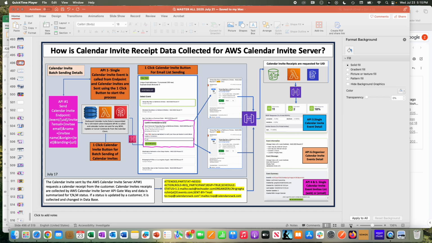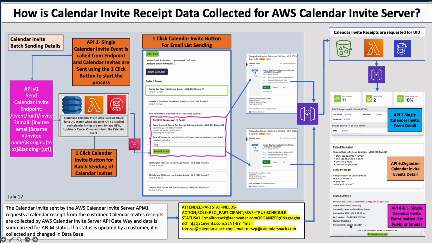Game data here for MLB and the AWS Calendar Invite Server video series. I'm just going to highlight one slide. This is an ongoing series in which I use a couple of different demo systems to visualize calendar invites being sent out by the Calendar Invite Server. This particular slide is a wrap up on API number one.